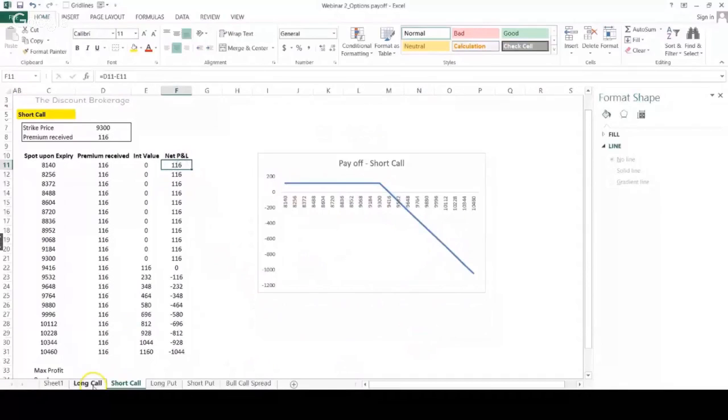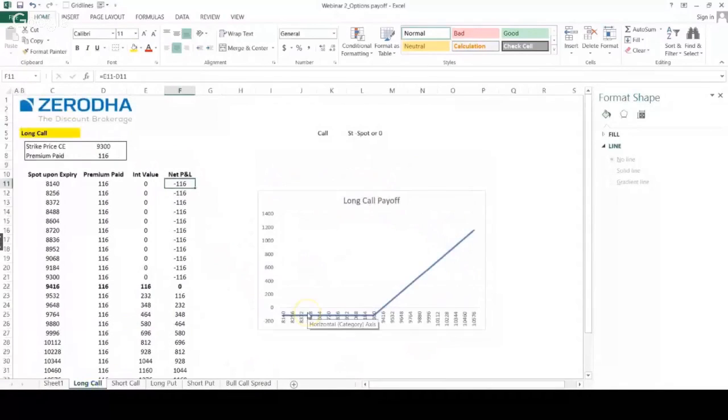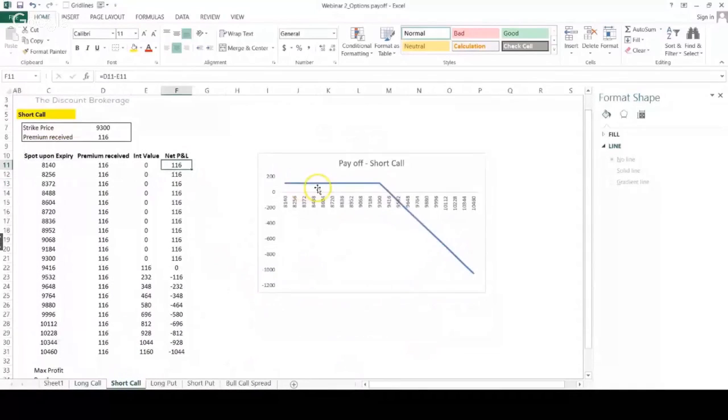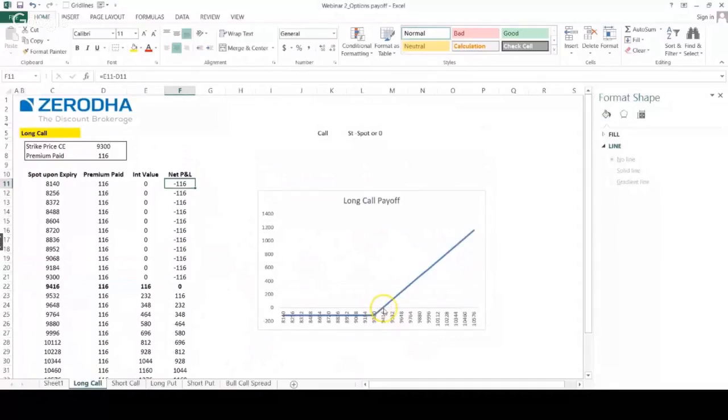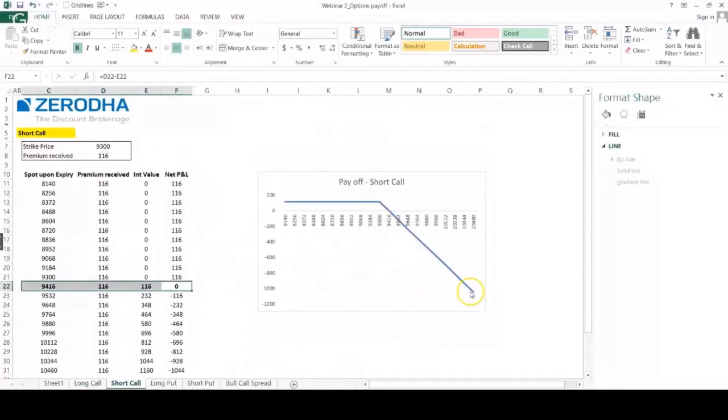So whatever is the loss for the guy who's gone long on the option will be the profit for the guy who's gone short on it. The break-even point remains the same, 9416. In this case, there is an unlimited profit, whereas in this case, there is an unlimited loss. So it's the exact mirror image and there is no difference here.